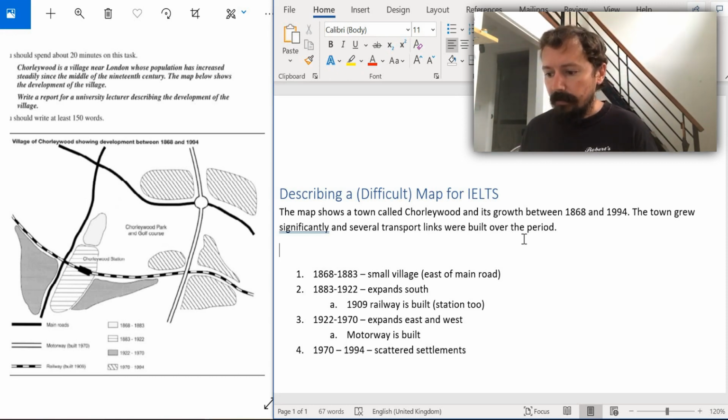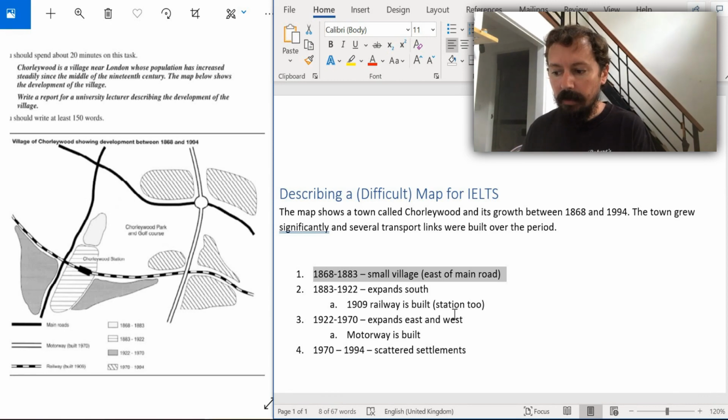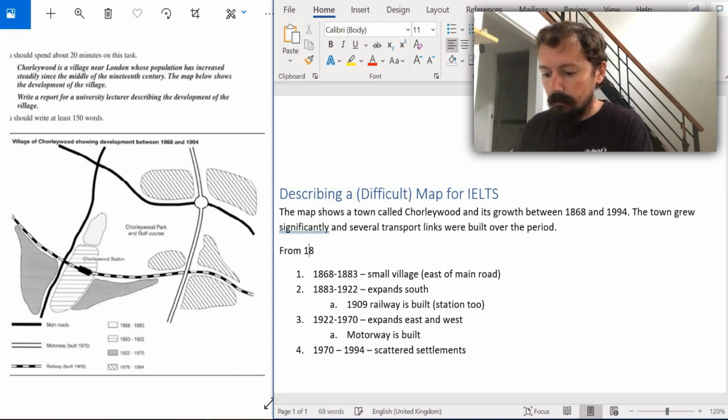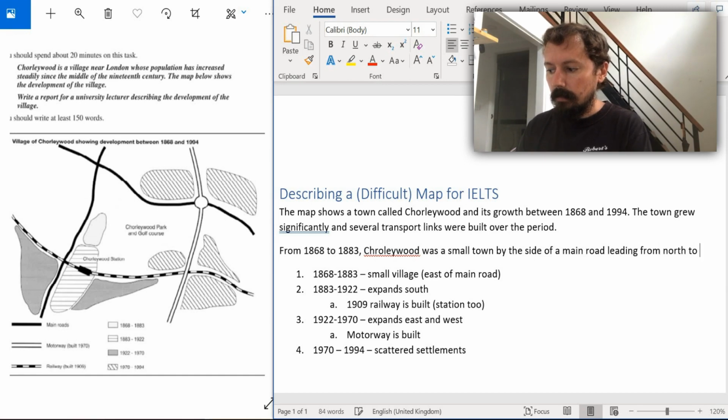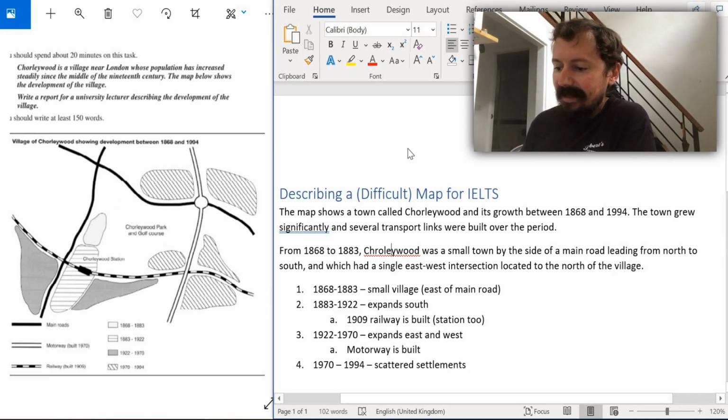So where do we start for this? Well, we'll go back to the oldest things. So we'll start here with point number one, which is the original time frame, the fact that this was a small village located on the east side of a main road. Okay, so there's my first sentence.